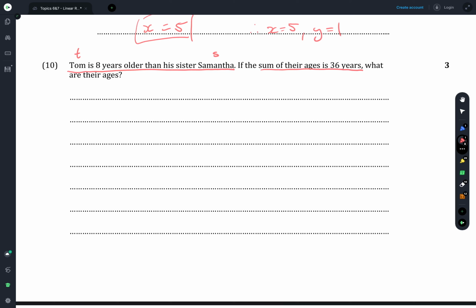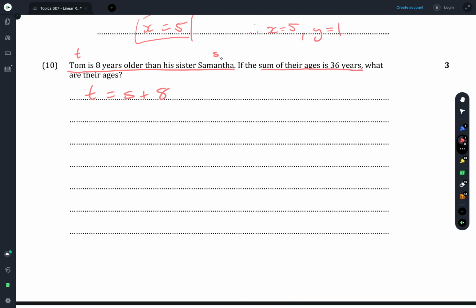So, first of all, let's make an equation for that first piece of information. We're told that Tom is 8 years older than his sister Samantha. That means T is equal to S plus 8. The reason for that is because we don't want to say T plus 8 equals S. We need to say that S plus 8 equals T.